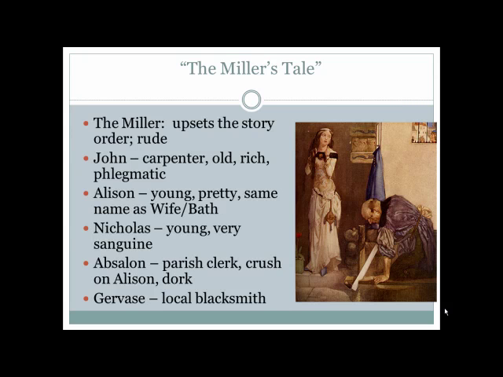Some of the characters that we have: the miller, who's the one telling the tale, kind of upsets the story order, because in the order of the stories we first started with The Knight's Tale, which some of you may have seen the movie with Heath Ledger, which is about a young knight and courtly love, in the King Arthur, Guinevere, Lancelot mode of storytelling. Here, we get the complete opposite.